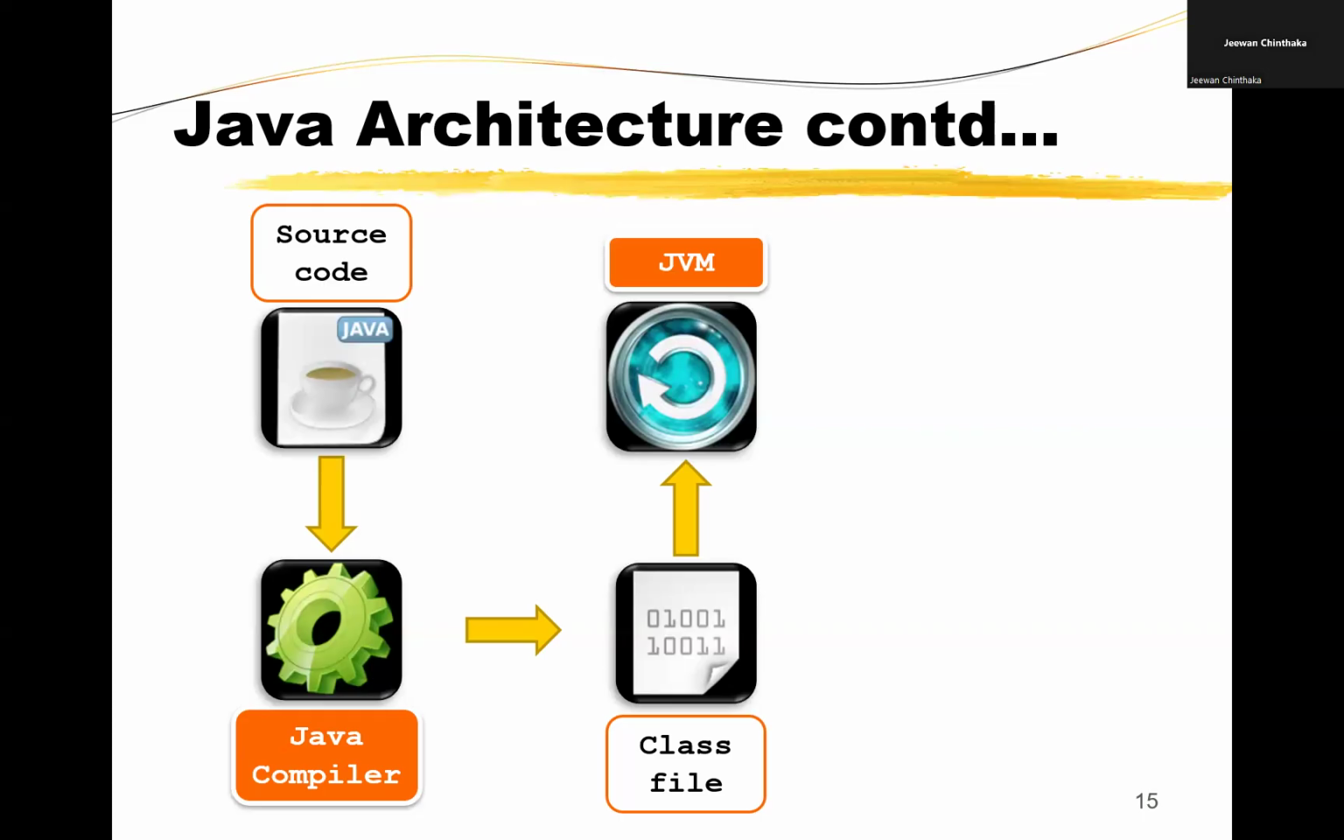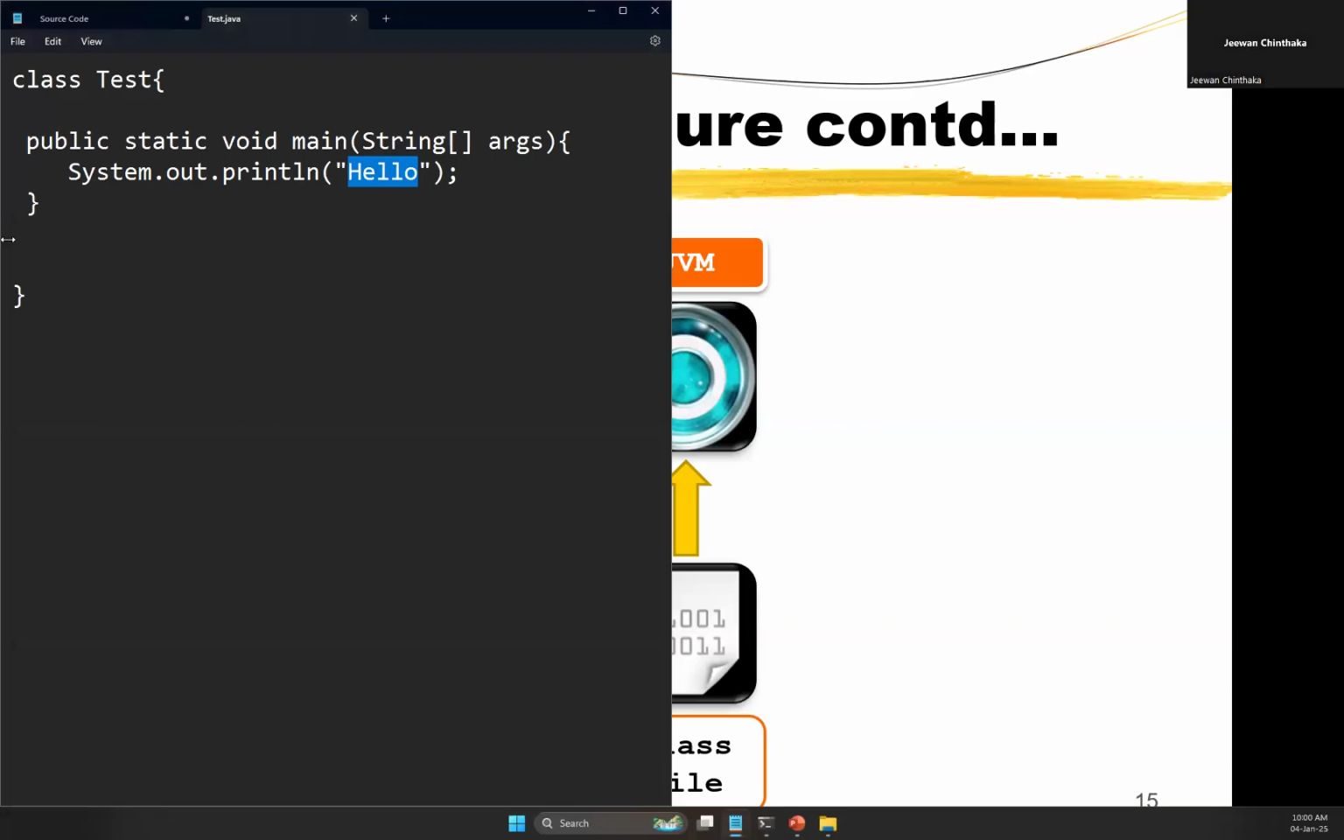Now, if you get back to our code, you can see here I'm saying hello. I'm passing a string value, hello, to a method called println. Inside System.out, there's a method called println, and I'm passing hello to it. So I'm passing a value to a specific method.